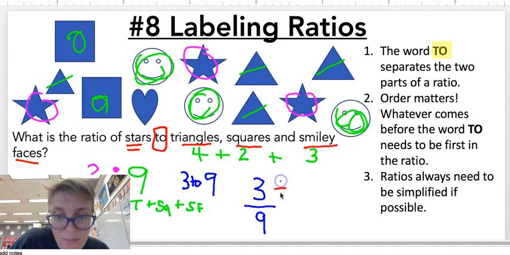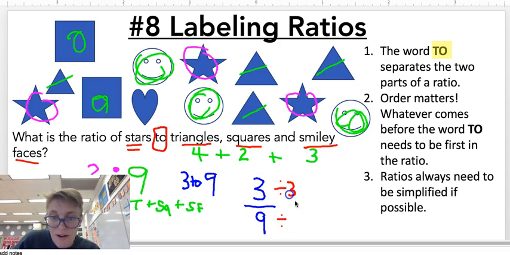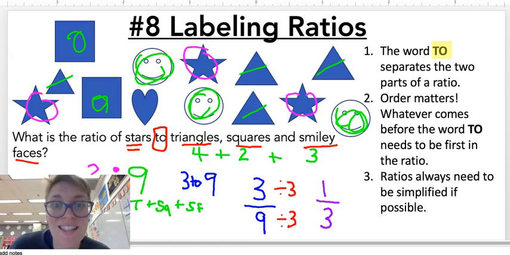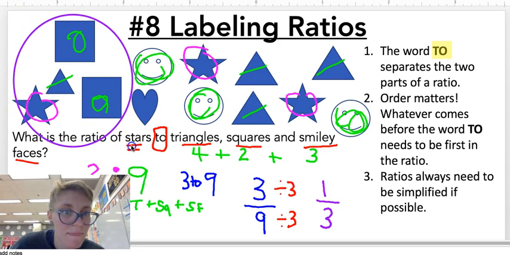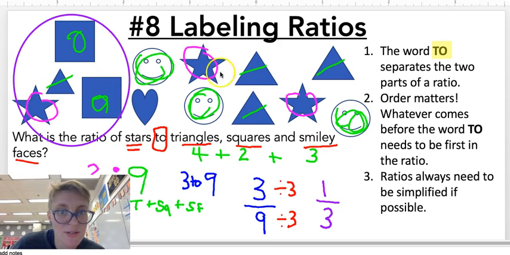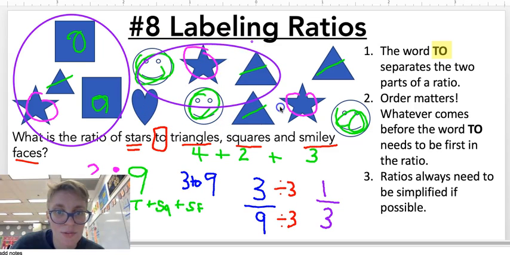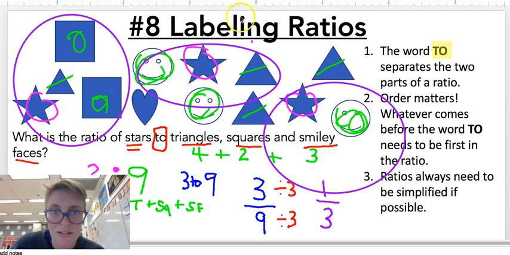If I do that, divide by 3, divide by 3, I want to do the same thing to the numerator and the denominator. If I do that, I'm going to see that my simplified answer of stars to those other shapes is 1 to 3. Something kind of cool. We can actually see this in our groupings. Watch me. So this 1 star, that's 1 star to 3 other shapes. This is 1 star to 3 other shapes. 1, 2, 3.